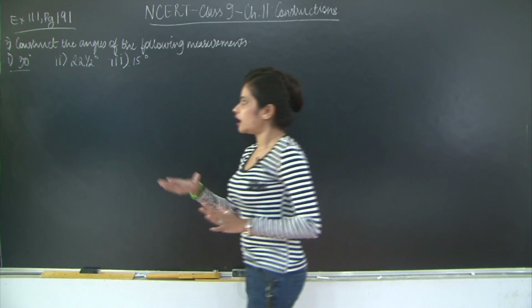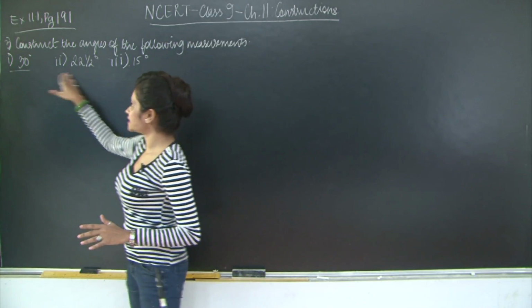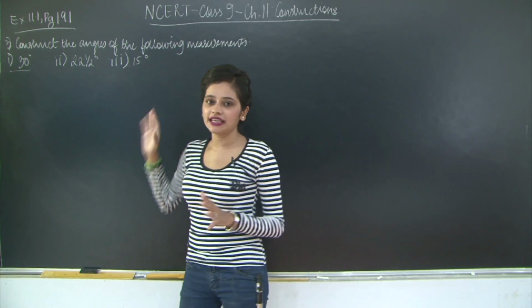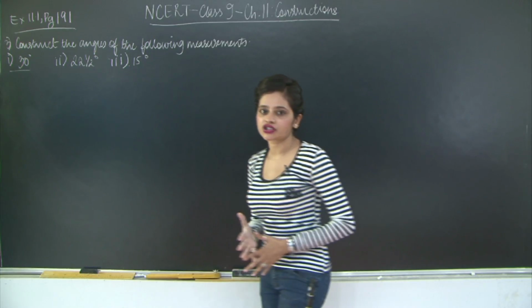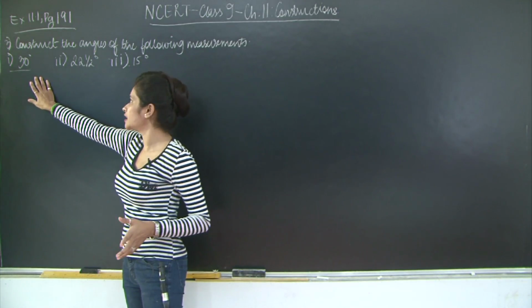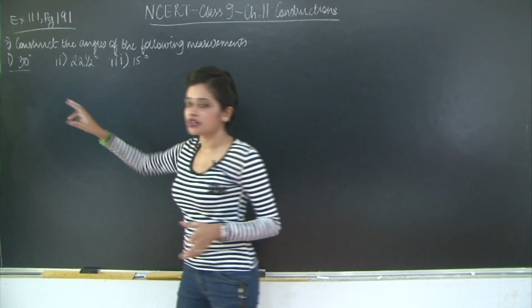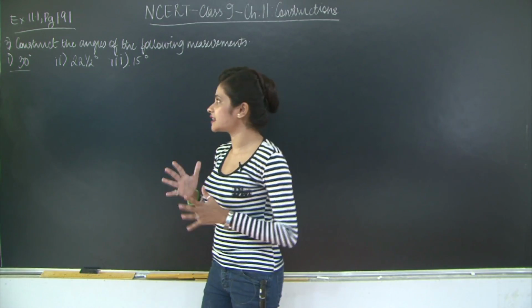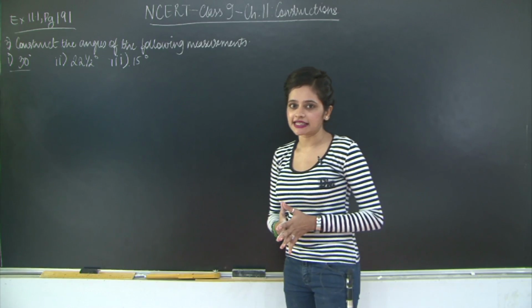Just to let you know that for these constructions, you will need to go through the basic constructions that we have learned. This is related to basic construction 11.3 that we learned at the start of the chapter, that is constructing an angle of 60 degrees.